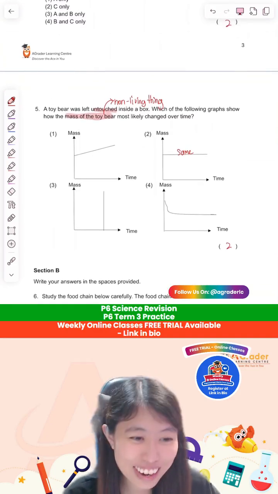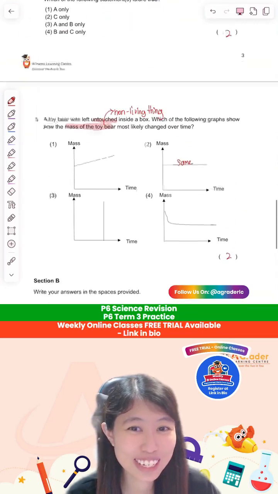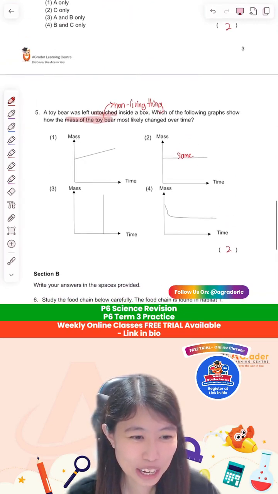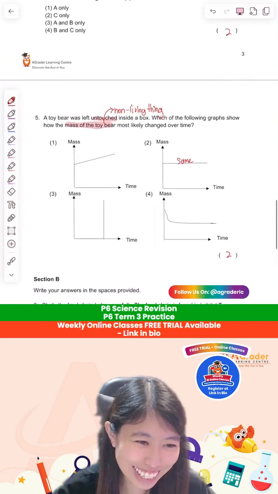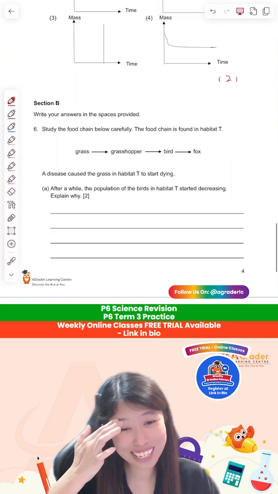Okay, is everyone all right? I'm gonna move on to the next one. Any questions for this? Yes, Sukuna. Okay, let's look at question 6, all right?